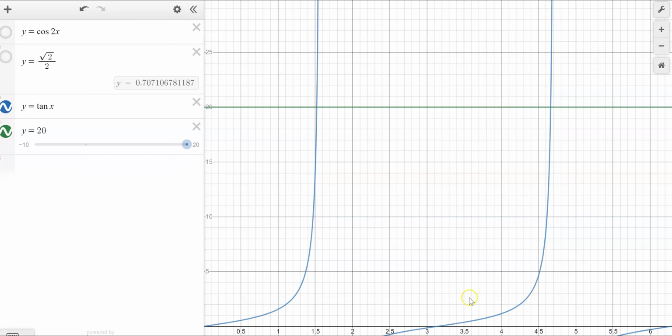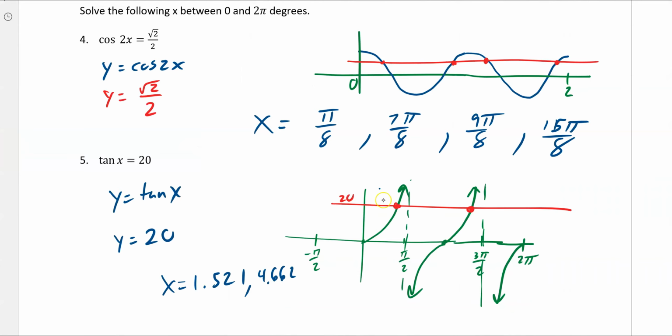So again, we're from 0 to 2 pi because we want to make sure we only have two solutions. And there they are. Now these are not exact values. They're not going to be because it's 20. So one answer is 1.521. That is when our tangent is equal to 20. And the other is 4.662. But it's the same idea. You just graph it, and you have to sit there and play with the domain and range.